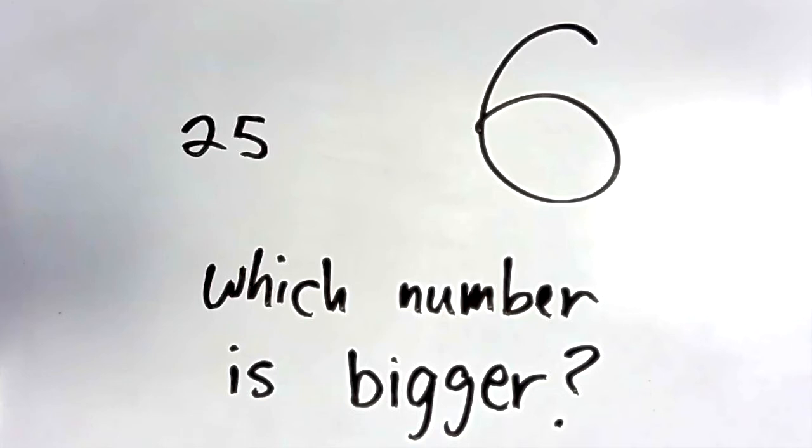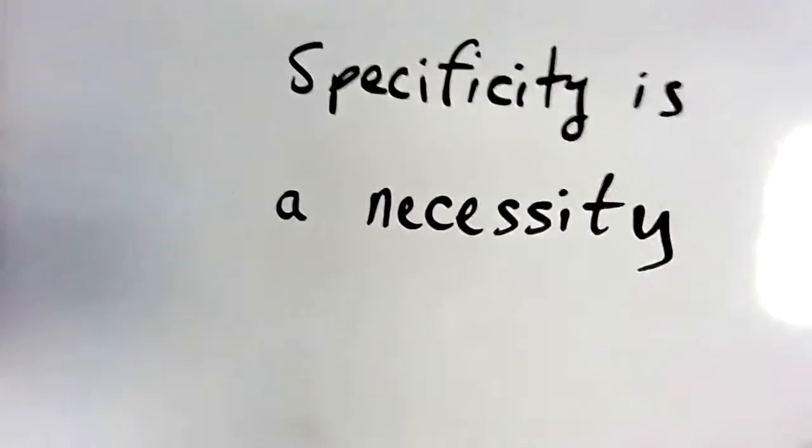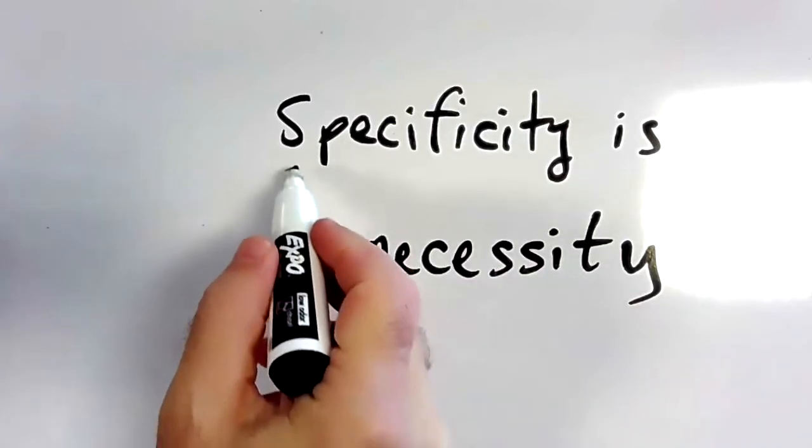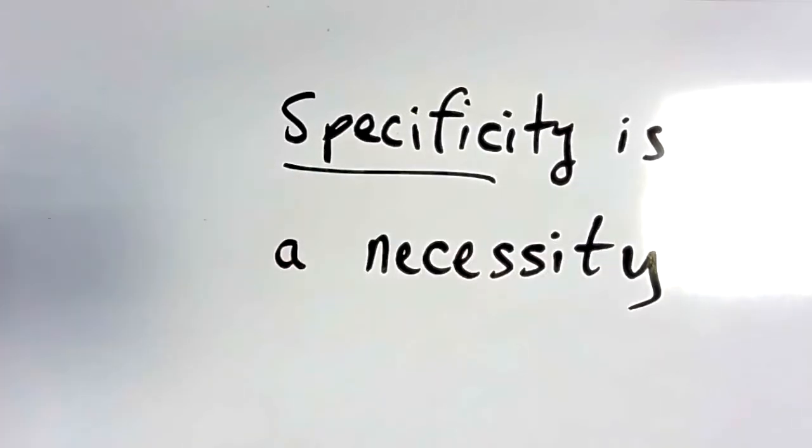So I gave you a Millerism, and I said that specificity is a necessity. And we talked about specificity comes from the root word specific. Okay, so in mathematics, and particularly in geometry, it's really important that all of our terms are defined specific to what we're trying to do.